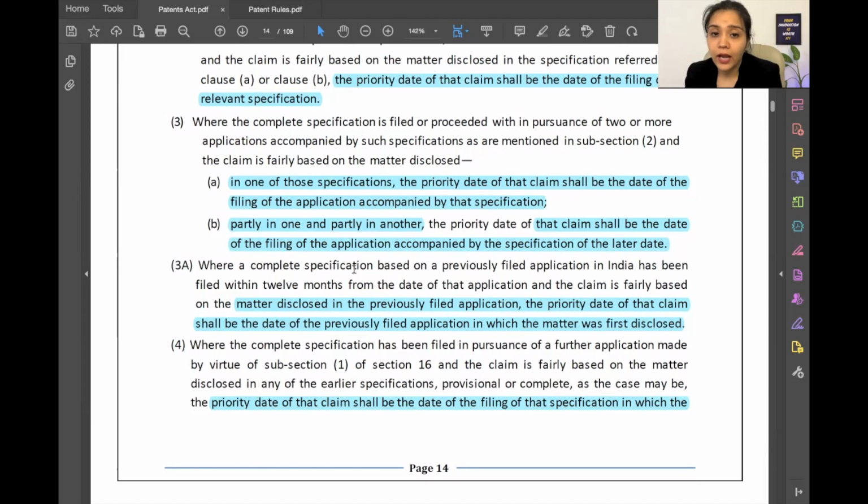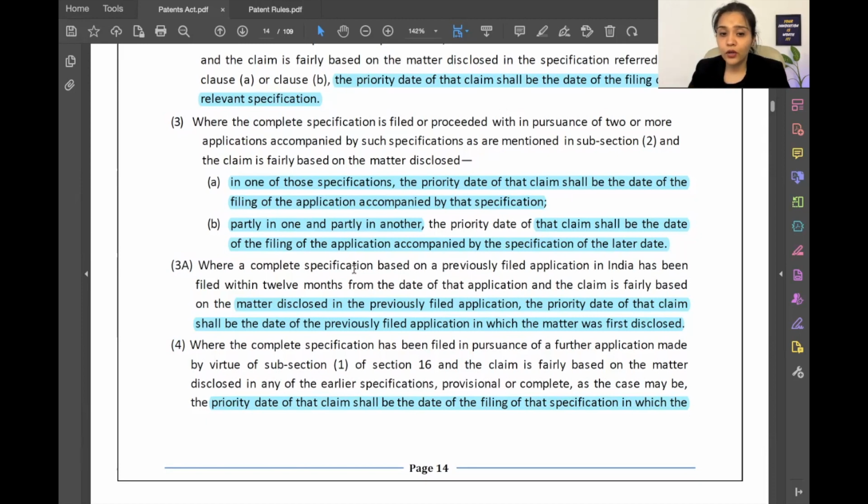Partly in one and partly in another, the priority date of that claim shall be the date of filing of the application accompanied by the specification of the later date. So as I told you, the day on which you are disclosing your matter for the first time, that date would be considered as priority date.